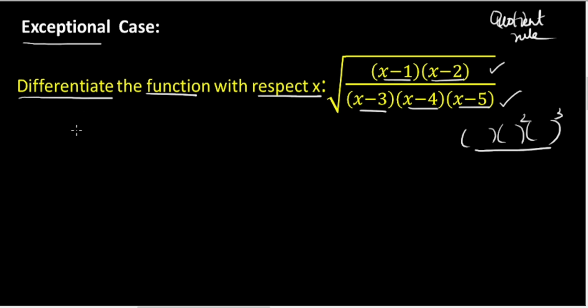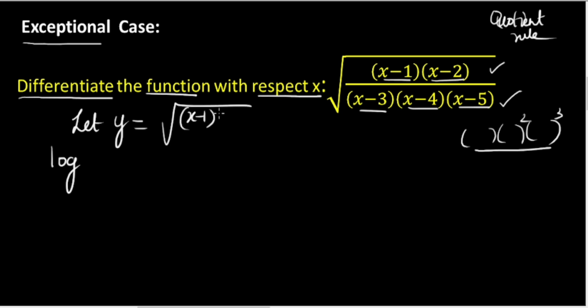So as usual, the first step is we need to take log on both the sides. So let us assume first, we'll assume this to be y, so that it will be comfortable for us to take log. y equals the square root of (x minus 1)(x minus 2) over (x minus 3)(x minus 4)(x minus 5). So now we are taking log on both the sides.